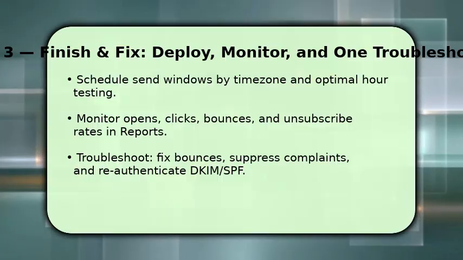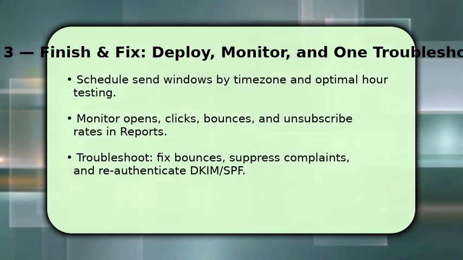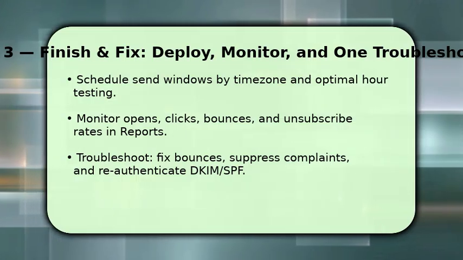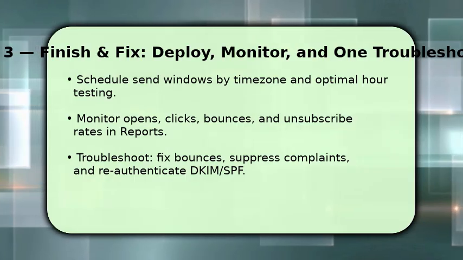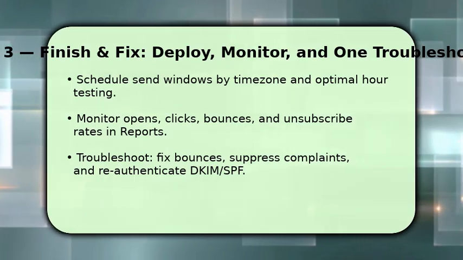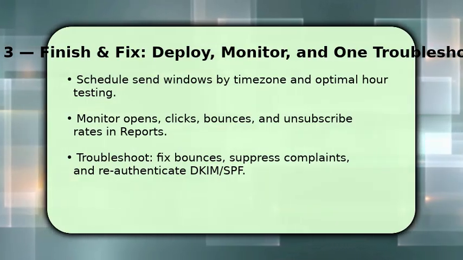Choose send windows per time zone or A/B test hours to find peak engagement. This raises open rates. Once live, monitor opens, clicks, bounces, and unsubscribe rates in reports so you can act fast. If deliverability drops, check bounces and suppression lists, remove hard bounces, and re-authenticate DKIM and SPF.